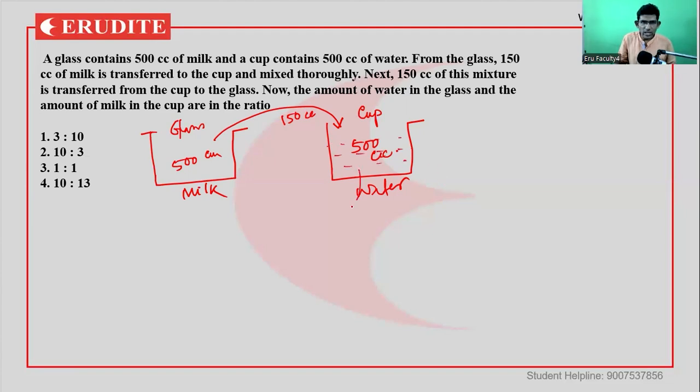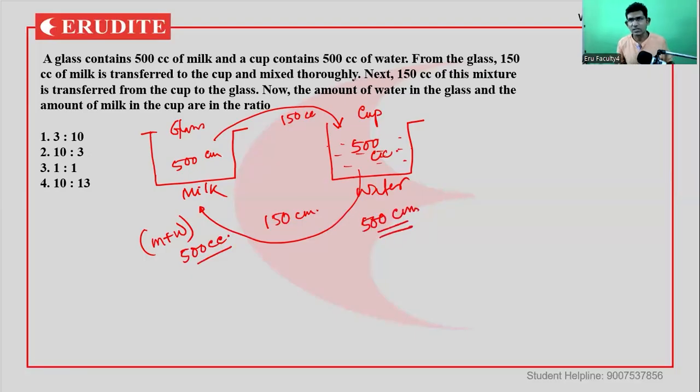Next, again you take out 150 cc of this mixture, right? And then it again becomes a solution of milk and water. Now, the important thing to notice is that in the end, both the beakers have equal volume of solution. This is also 500 cc, and this also remains 500 cc. The total volume of the beakers or the vessels remains fixed.